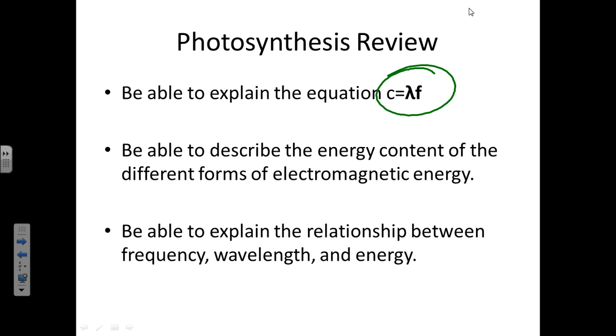C is what? Constant. And what's constant? The speed of light. Stands for the speed of light. This funny symbol right here, what's the name for that symbol? I don't know the name. Yeah, but the actual name of the letter. It's lambda, a Greek letter. But it stands for what about a wave? Wavelength. So lambda, wavelength. And F is what? Frequency.